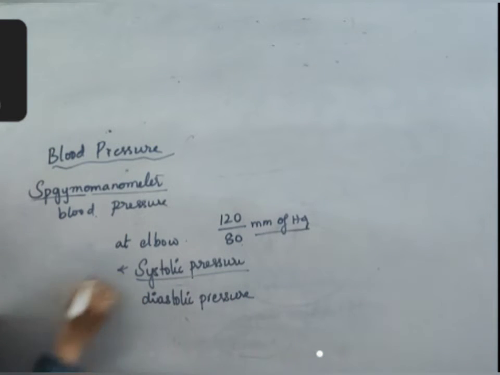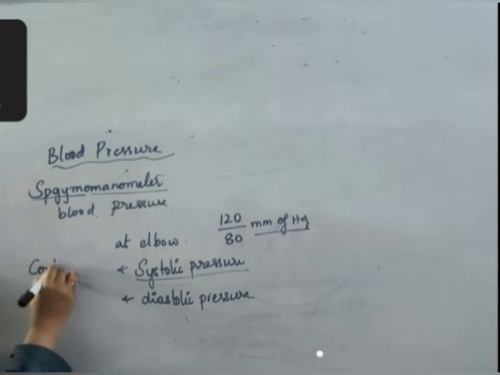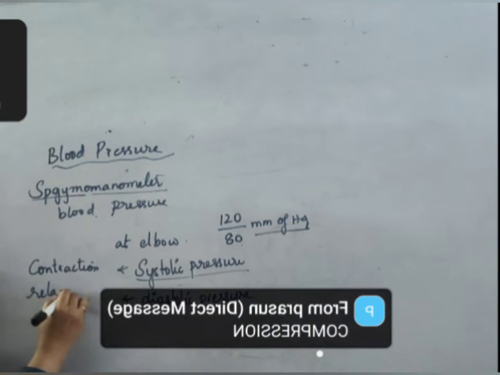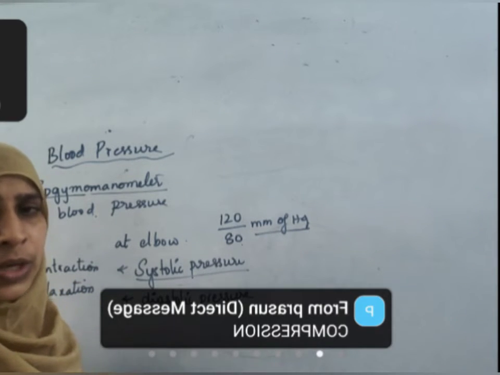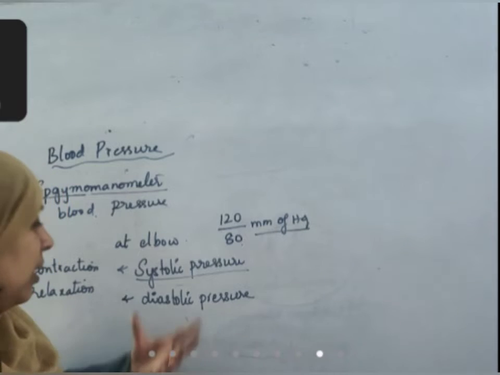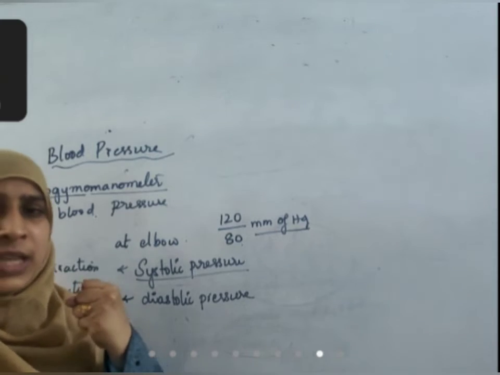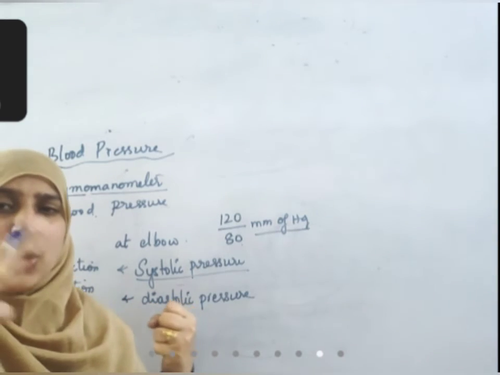Can you recollect what is systole and what is diastole? We discussed them during the cardiac cycle. Systole is contraction and diastole is relaxation, just like our heart contracts and relaxes. Whenever our heart contracts, it sends blood into the blood vessels with a lot of pressure.